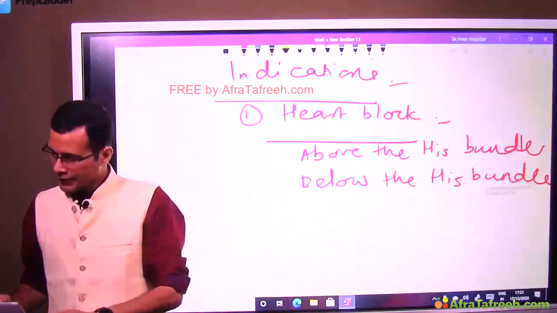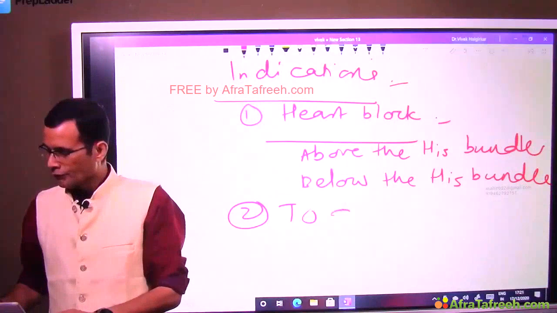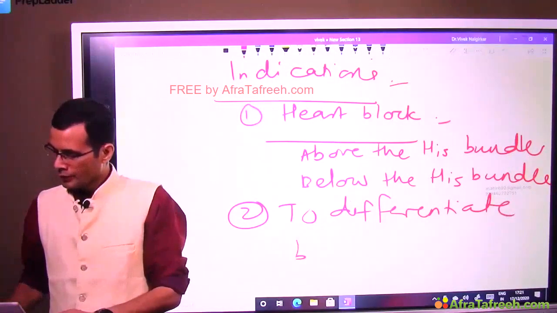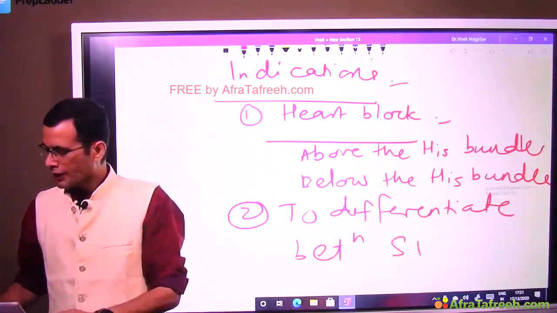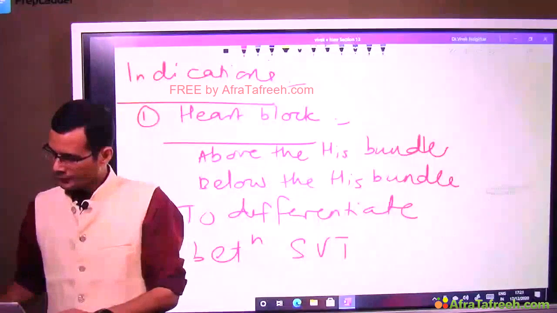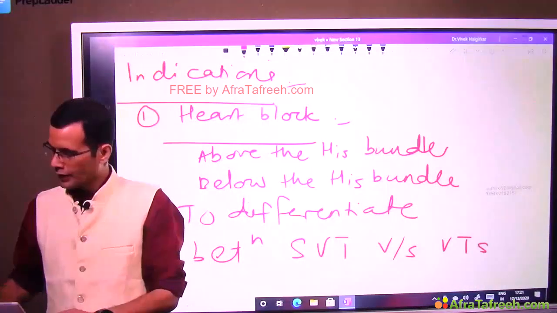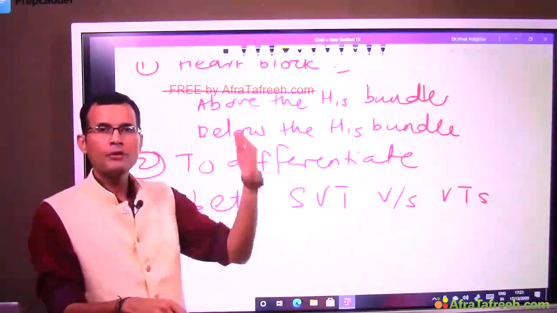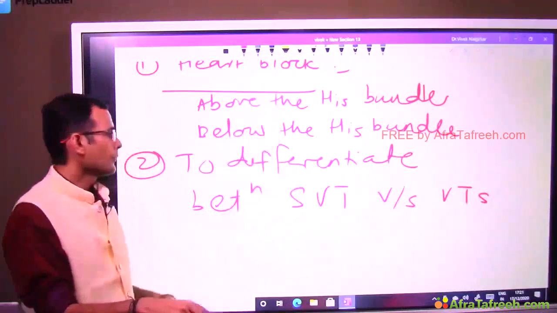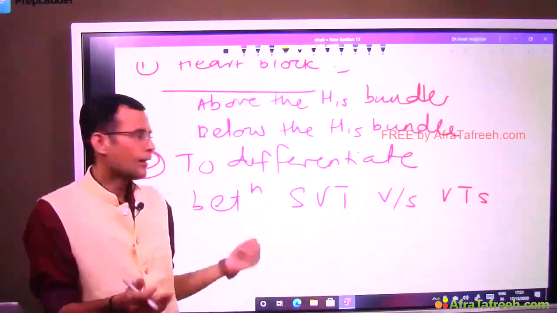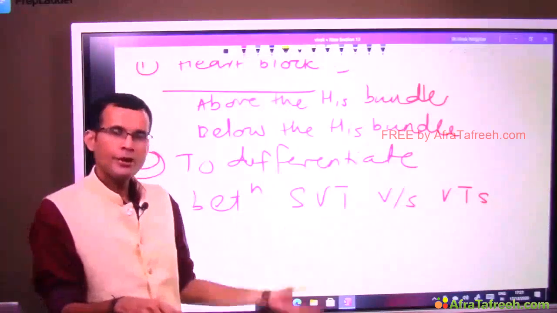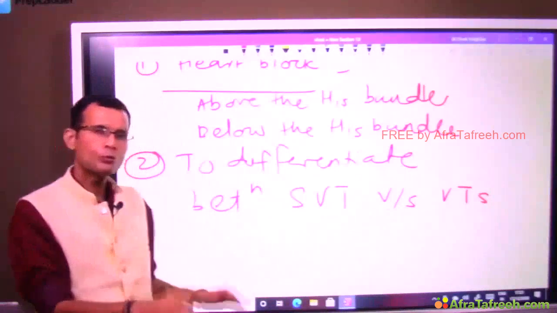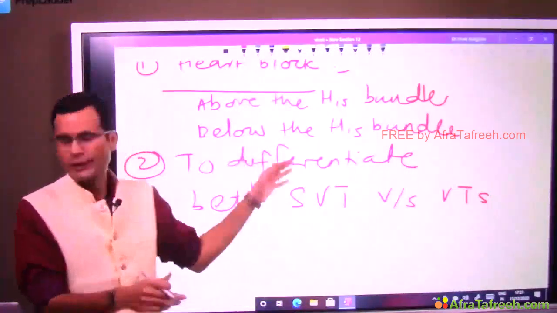And the second indication is to differentiate between supraventricular tachycardias and ventricular tachycardias. When the focus of that tachycardia is above the ventricles in the atria, it's called supraventricular tachycardia. And if the focus is in the ventricles, it will be called ventricular tachycardia. So to differentiate between these two also, the His bundle electrogram will help.